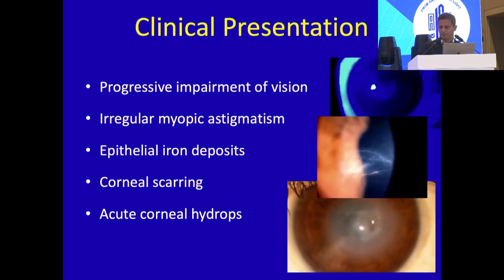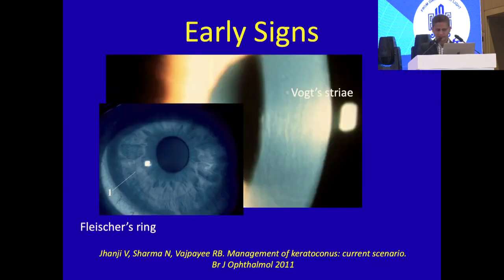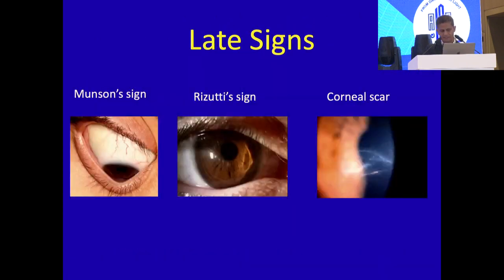Clinical presentation, as I mentioned, usually starts early. I'm sure people who have access to corneal tomography have realized that the age at diagnosis is decreasing, and that's not because keratoconus is becoming more common in kids or in younger patients. It's just because we have become better at picking up keratoconus at an early stage, which is really a good thing. Early signs are both striae and Fleischer's ring, and late signs can be Munson's sign, Vogt's striae, Rizzuti's sign, and corneal scar.